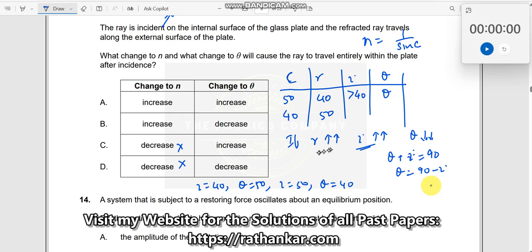Now, what is the purpose of doing this? If r is increasing, then there will be a refraction. But I don't want refraction. So what should I do? r should decrease. If r should decrease, what should happen to I? I should also decrease. If I should decrease, then what will happen to theta? Theta will increase, right? So therefore, the answer is n has to increase, theta has to increase. So the answer is here. Okay.